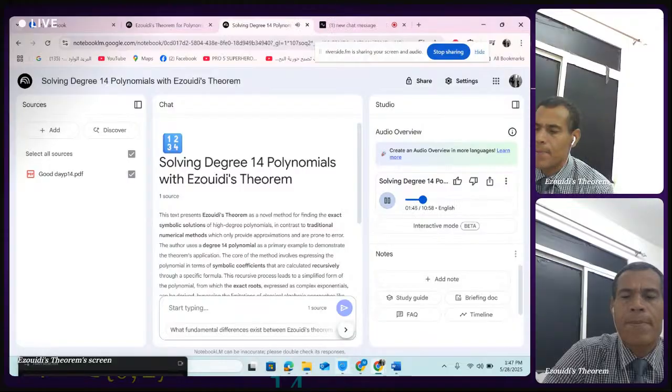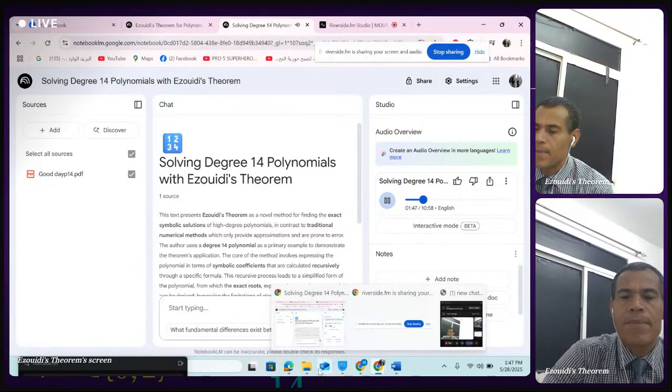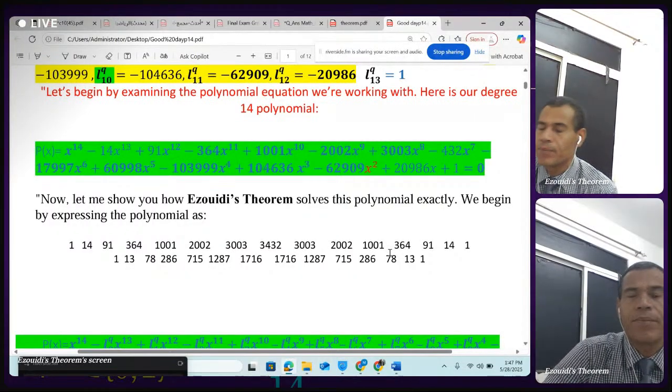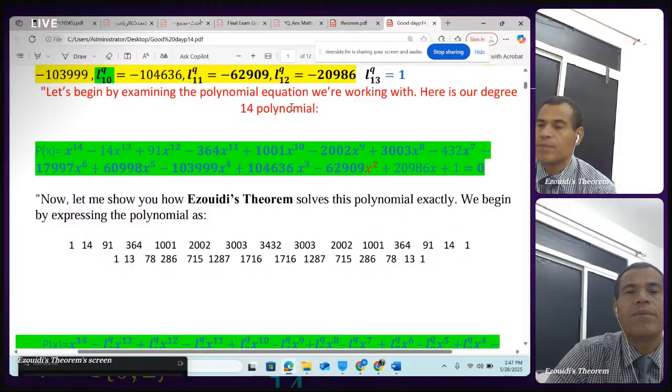The coefficients get pretty large. They do. But what's crucial is how the source expresses this polynomial. It uses a specific notation for the coefficients. Ah, right, the L-Q notation. It's not just renaming; it seems to be setting it up in a format that the theorem works with directly.